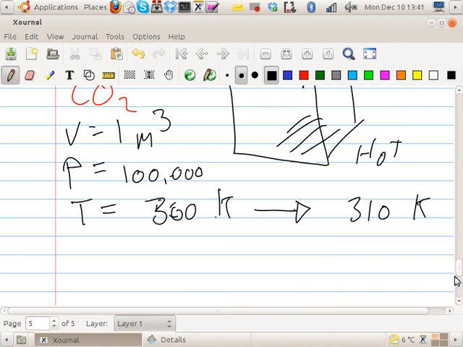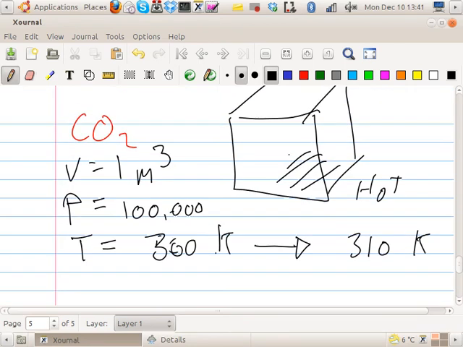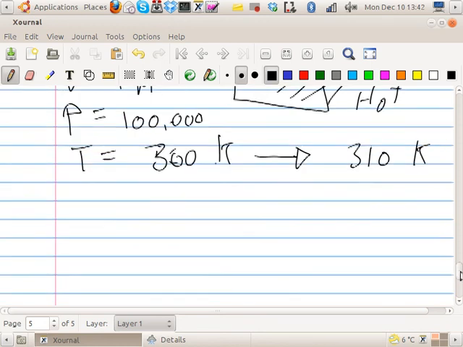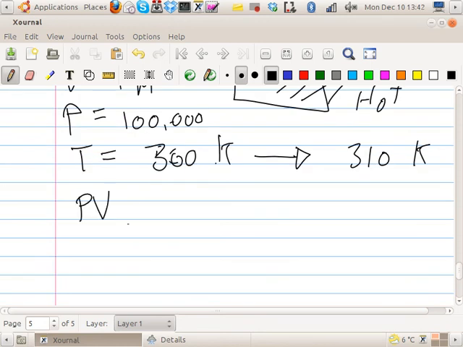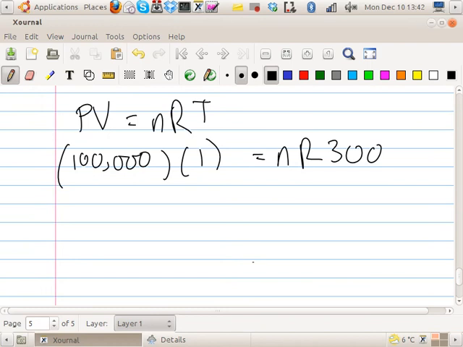And I want to know what happens to the pressure, because the volume will stay the same because it's in a box. So do you think the pressure will go up or go down? It'll go up. Let's calculate it. So PV equals nRT. So 100,000 times 1 equals nR300. And then later, it'll have a different pressure.